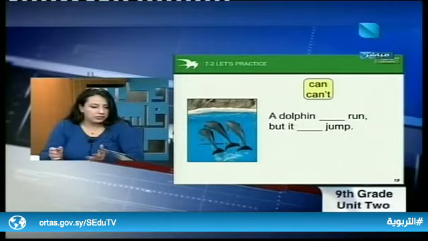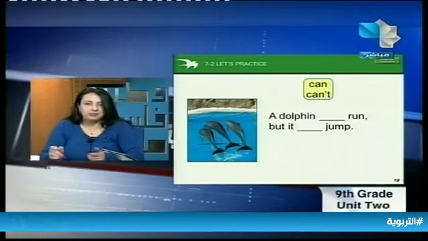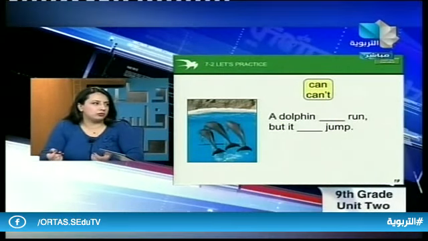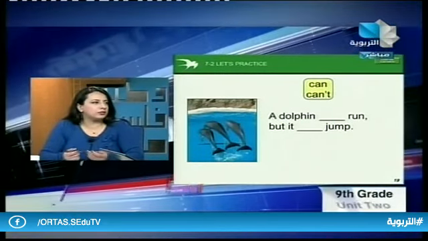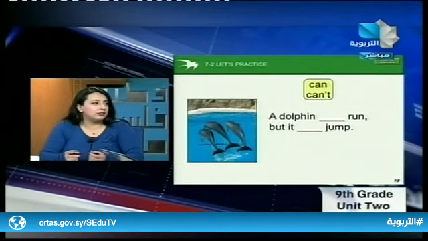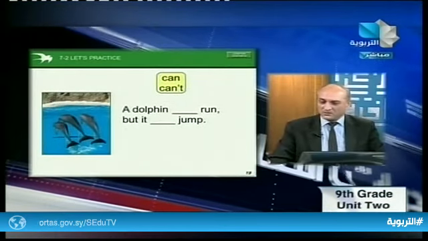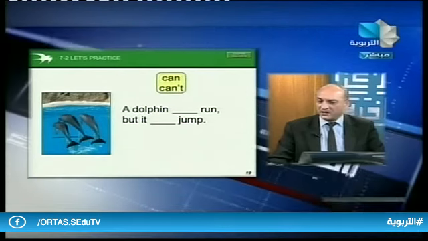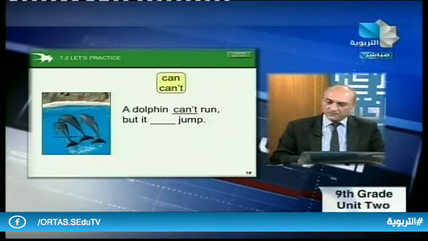Now back to the dolphins. A dolphin can't run. I don't think that a dolphin has legs to run. Does a dolphin have legs? They don't have legs, and it's difficult to run under water. So the dolphin can't run, but it can jump.